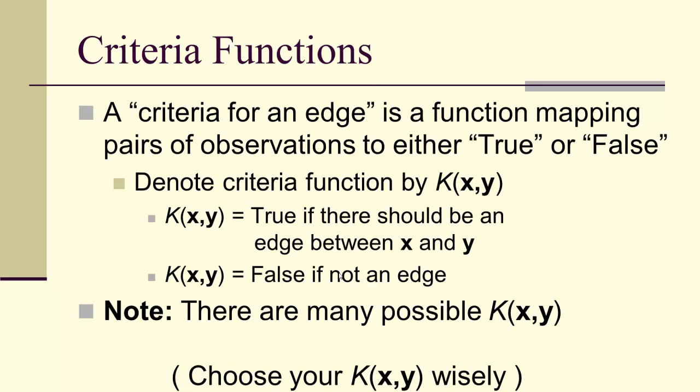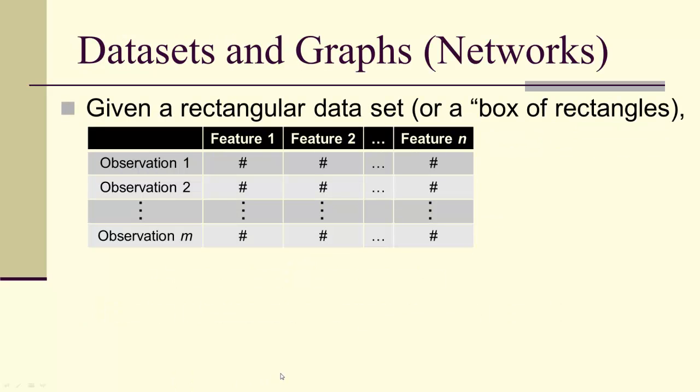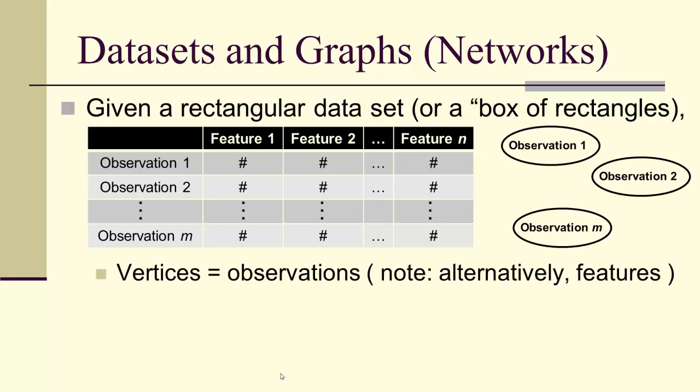We're going to use criteria functions. A criteria function is something that takes 2 observations and returns true or false. True means there should be an edge between the 2, and false means there should not be an edge. There are many, many possible such criteria functions, and one of the things we'll want to do is choose our criteria function wisely. Now, if we're given a rectangular data set, a box of rectangles, then the way we construct a graph is we make the observations into vertices. Just note, we could have used features as the vertices, and there are times when you want to do that.